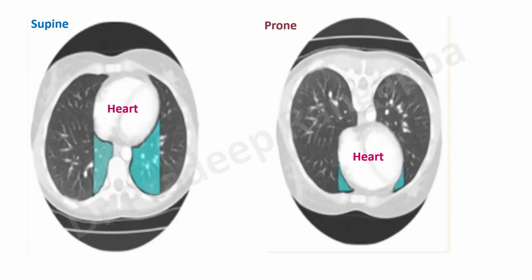So gravity has a bearing, the compressive effect has a bearing, and there is shape matching. These are the three components which have a tremendous influence on improving the ventilation when you prone the patient. So this is our conceptual understanding. And this is another important aspect.